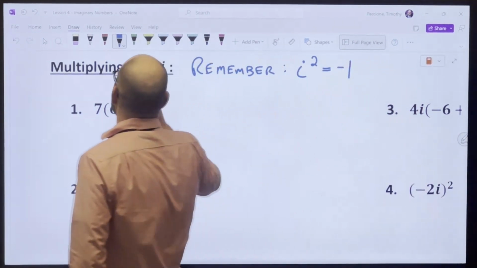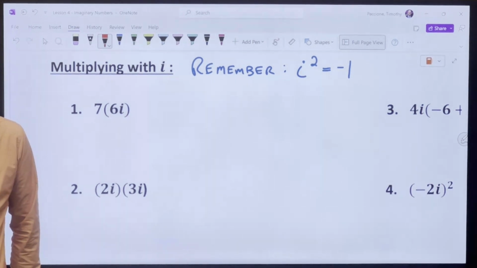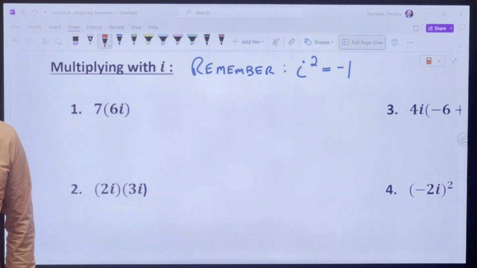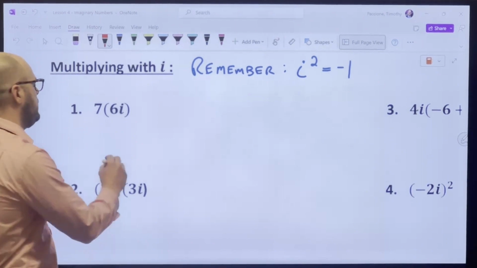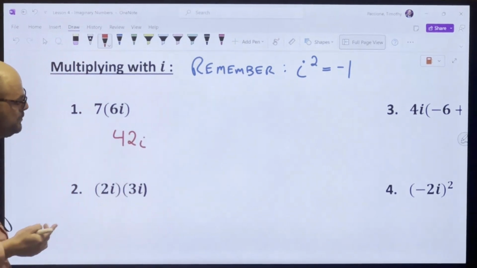Not in this first example, though. In this first example, I have 7 times 6i. If I had 7 times 6x, what would I have? 42x. So what do I have here? 42i, right? And that's it. That's all you have to do there.